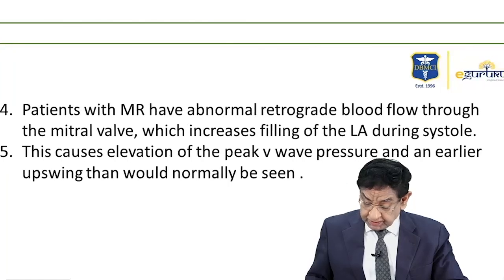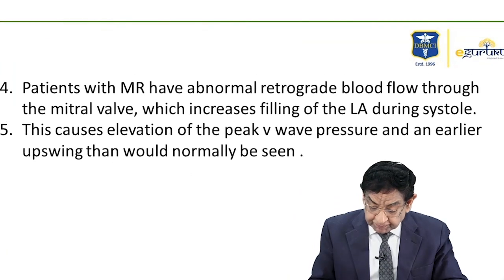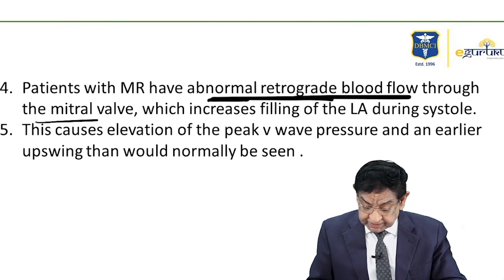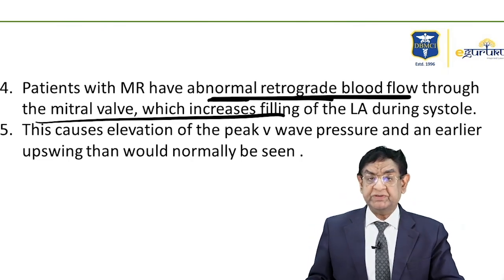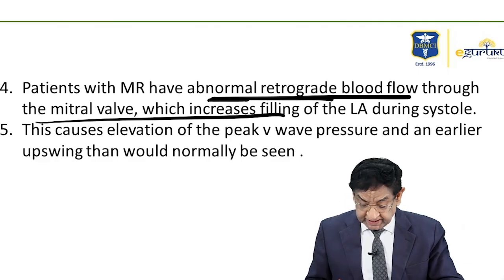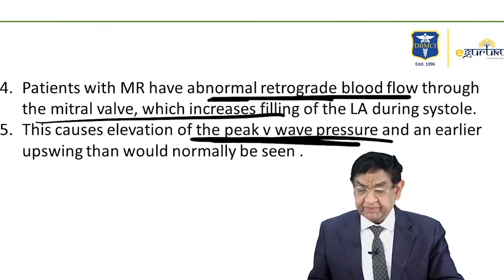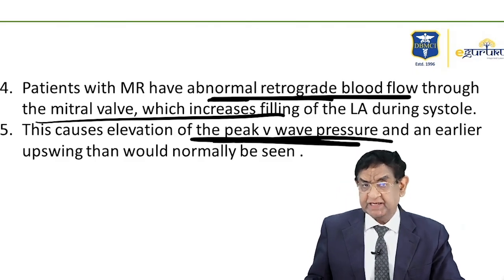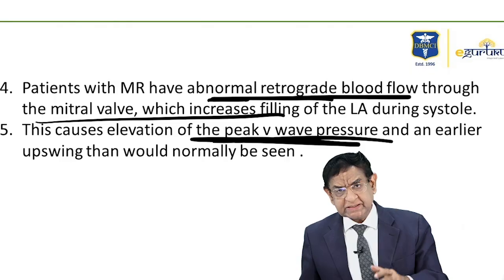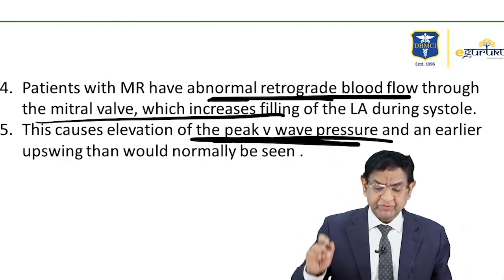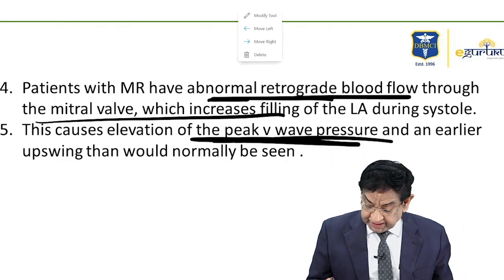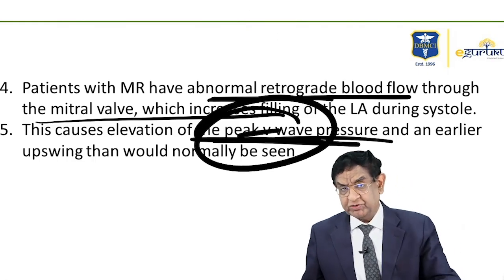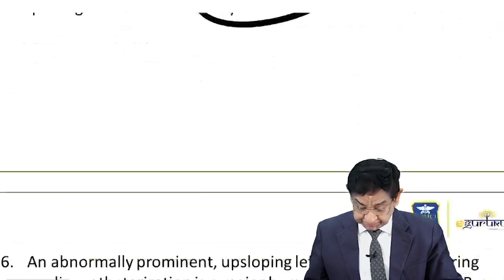So due to abnormal retrograde flow, there will be increased filling of blood in the left atrium, and that will make the pressure wave very, very prominent, much more than what we see in a normal person. So in this slide and the last slide, only one keyword: prominent V wave. Prominent V wave is the only keyword that you've got to remember in LA pressure.